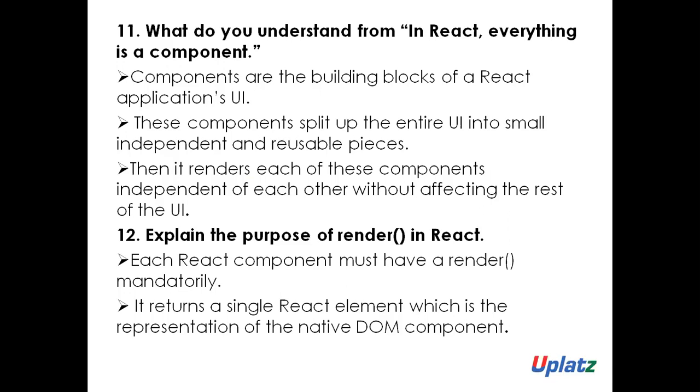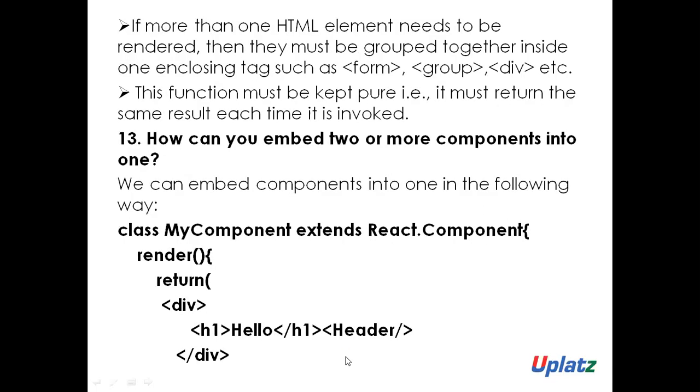I'm just going to explain the purpose of render. Each React component must have render as mandatory. It will return a single React element, which is a representation of a native DOM component. If more than one HTML element needs to be rendered, then they will be grouped together inside enclosing tags such as form, group, div, etc. So that the function stays pure, that is, it must return the same result each time it is invoked. So that is the main purpose of render.